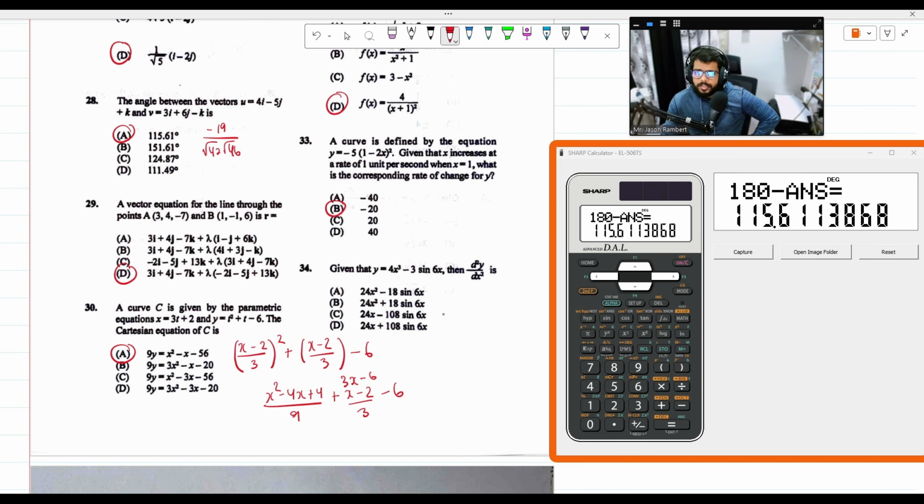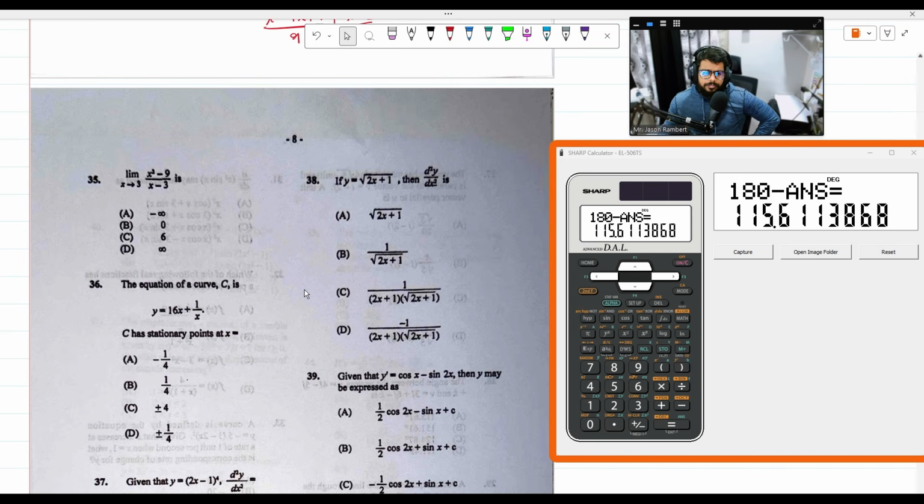34. Let's double check and see what the differential is going to be. I know it's going to be 108 sine 6x, but I don't know if it's plus or minus. When I differentiate sine once, I'm going to get cosine, so the minus persists. When I differentiate cosine, I'm going to get negative sine, so the minus changes to a plus. D is the answer.